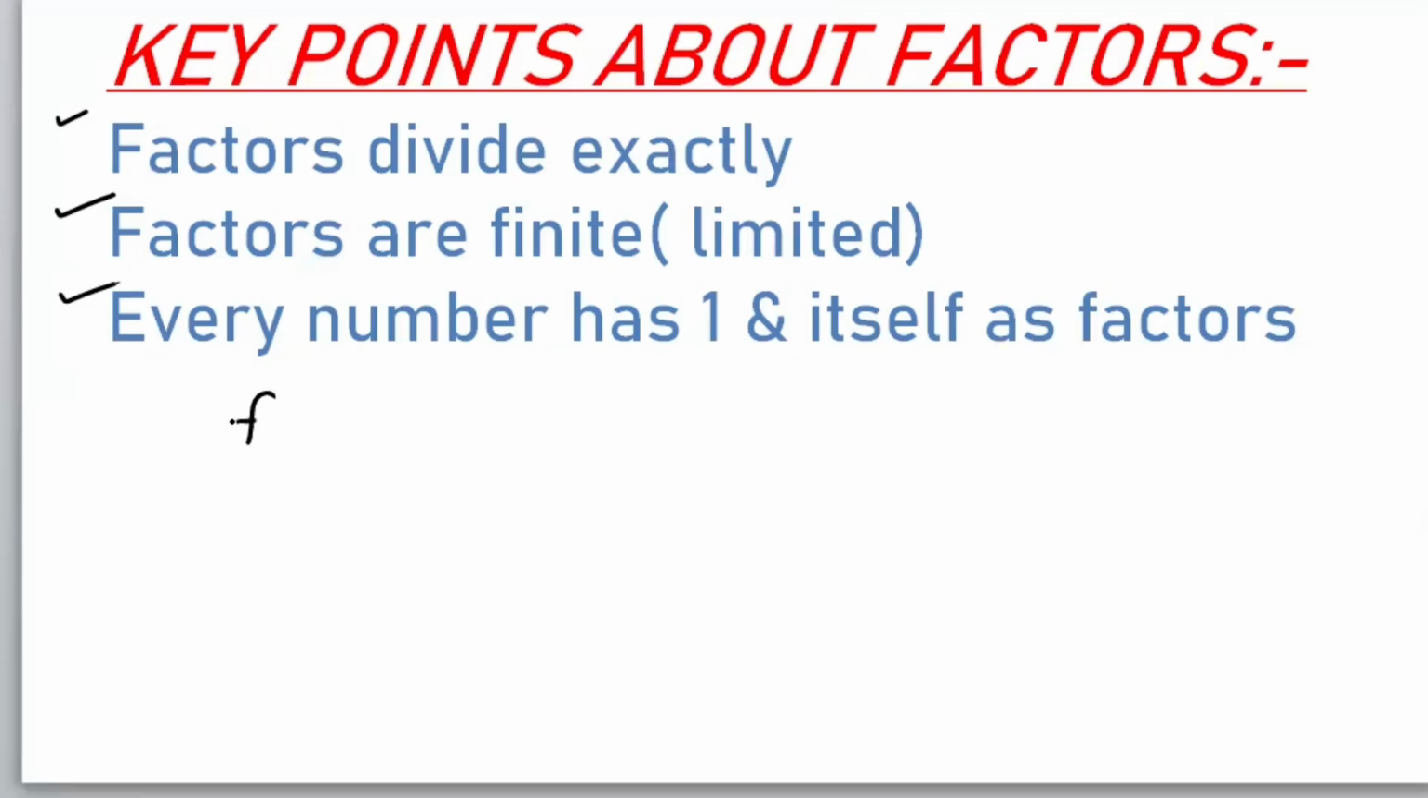For example, the factors of 11. It says find the factors of 11. So 1 times 11 will be 11. Here we have only 1 and the number itself as factors. So the factors of 11 will be 1 and 11. Understand?